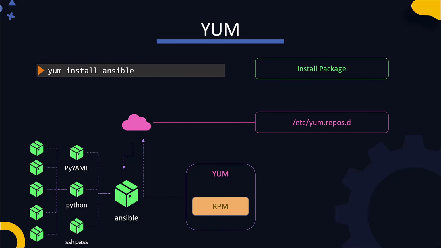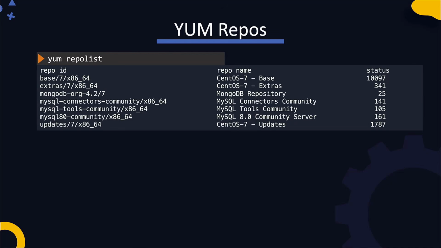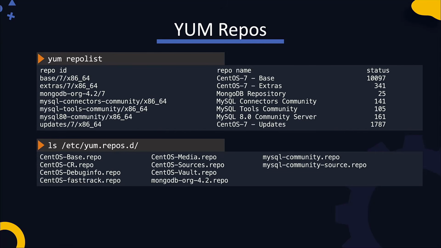So to see the list of repositories available on a system, run the yum repolist command. And here we see that there are a set of CentOS repositories such as the base and extras repository, as well as MongoDB and MySQL ones. So listing the files under the /etc/yum.repos.d directory shows the files where these repositories are configured.